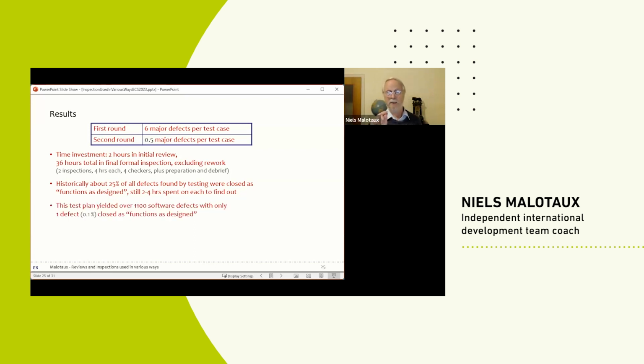This test plan had found about 1,100 software defects, with only 1 defect closed as functions as designed. Instead of 25%, only 0.1% was wrong in the test plan. Time saved, 500 to 1,000 hours, 25% of 1,100 defects times 2 to 4 hours. Well, how much is that? About $50,000.